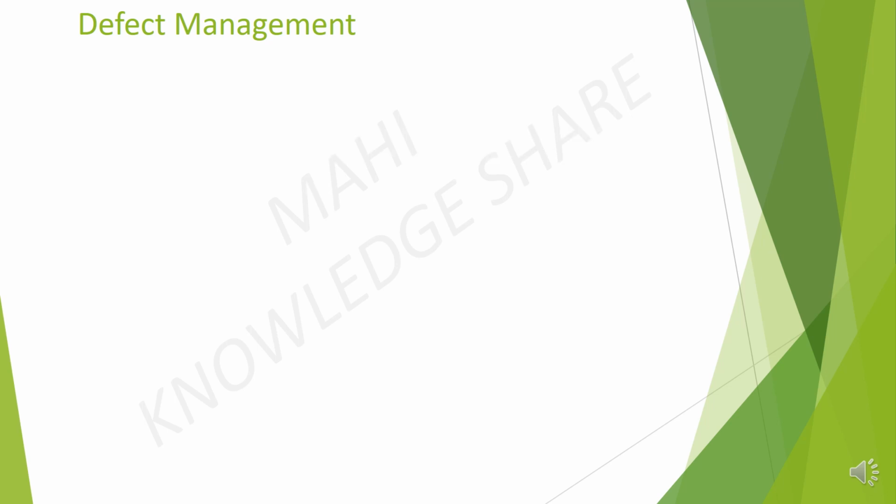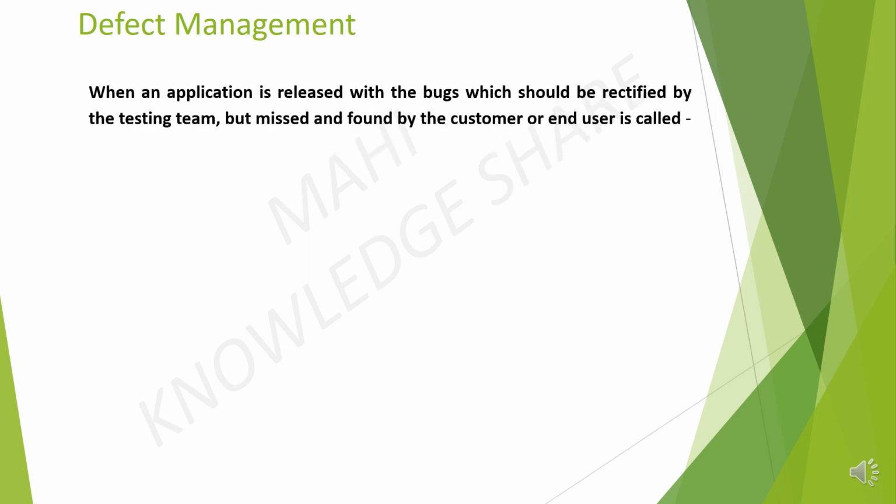The earlier question can also be asked in this way. When an application is released with bugs which should be rectified by the testing team but were missed and found by the customer or end user, it is called bug leakage.